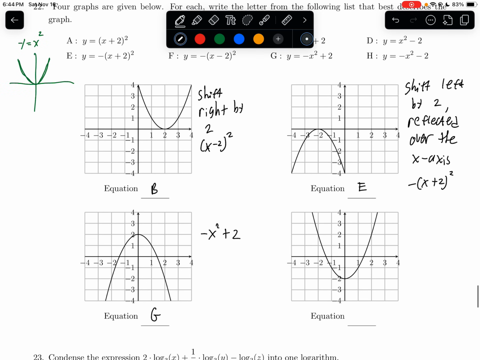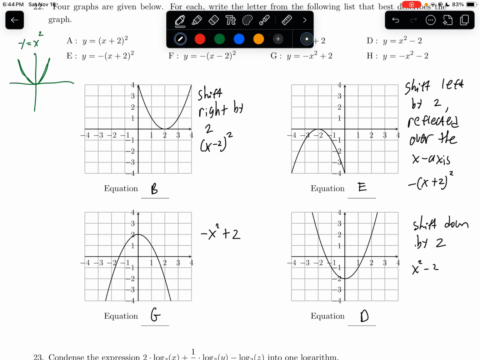And then for the last one, I'm not scaling it. I'm not reflecting it. The only thing that's happening here is that it's being shifted down by 2. So that's x squared minus 2. So this is option D.